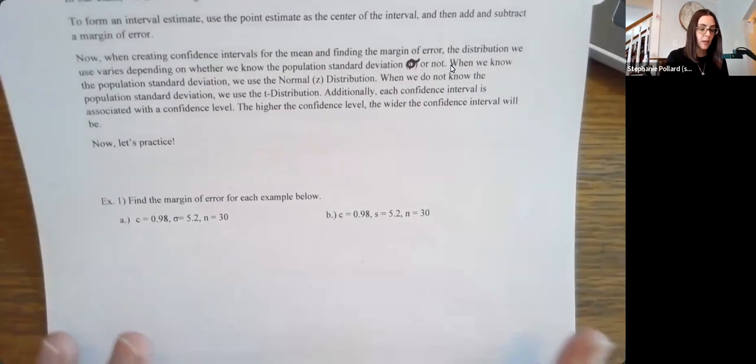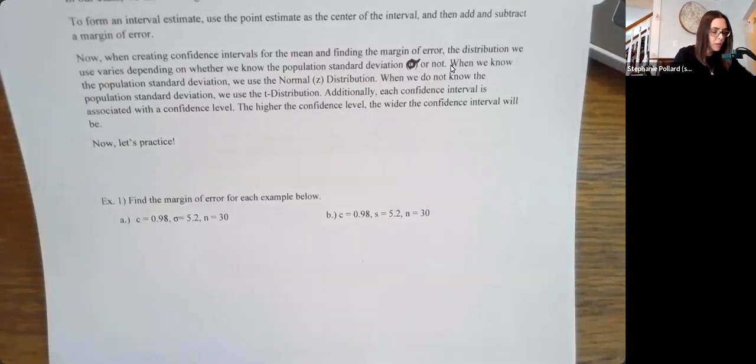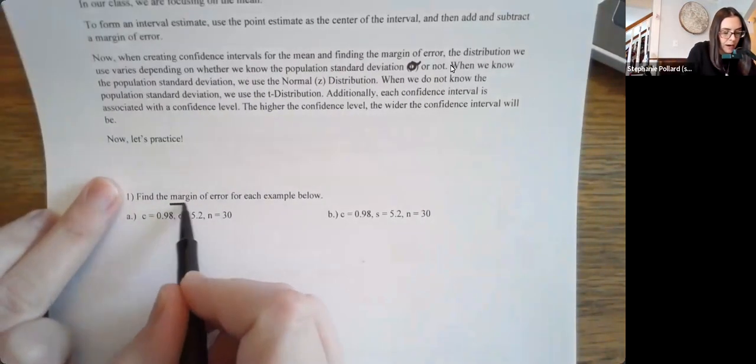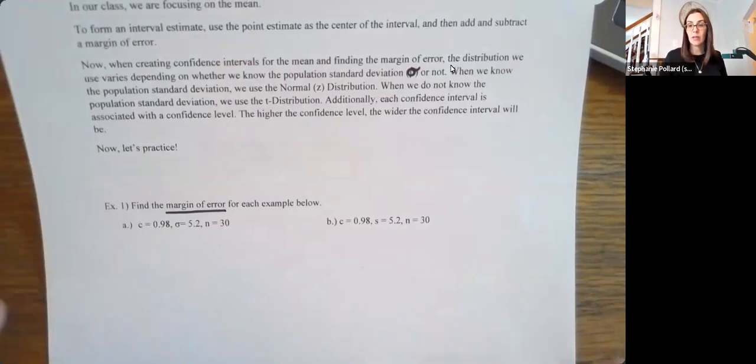All right, so let's do some practice. And we're going to start. So I have two examples here. They're both very similar. And what we're going to do is we're just going to start by finding the margin of error in each case. And I'm going to use the tables here for this, but you can also use Excel.